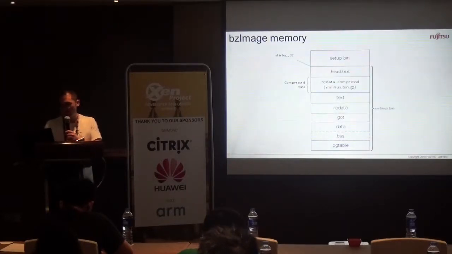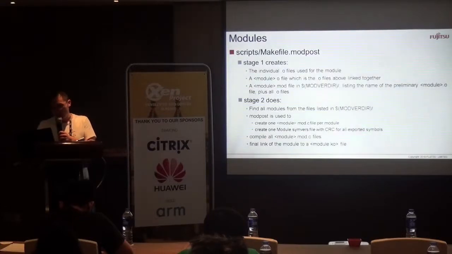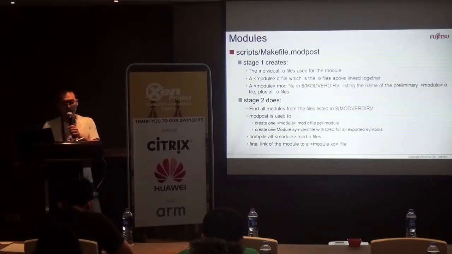This is the memory image of the bzImage. Here is a simple introduction of how a module is produced. I don't want to repeat the words here. One thing for your information: there is one more .c file created for each module. And if you want to know the details, please dig into this makefile.